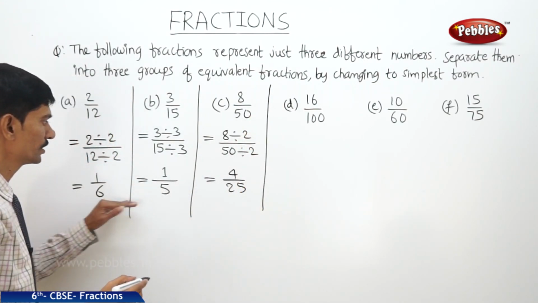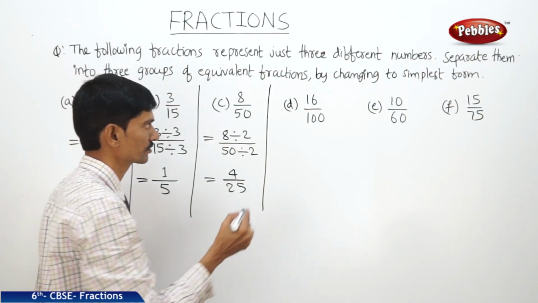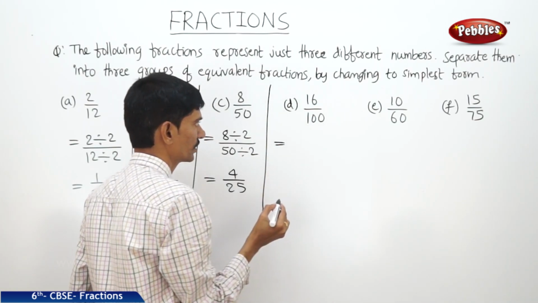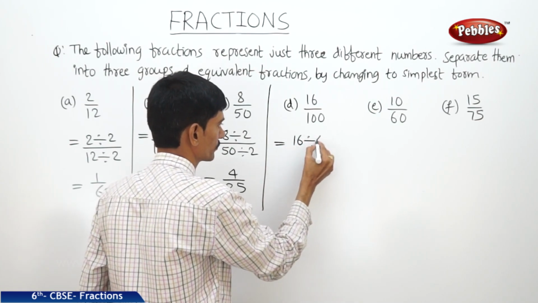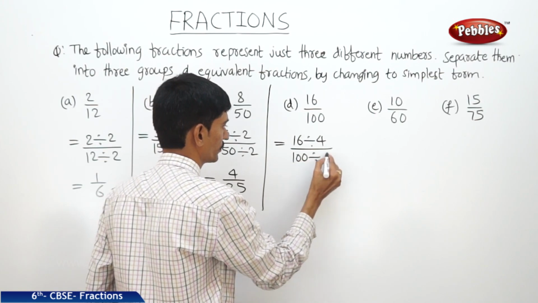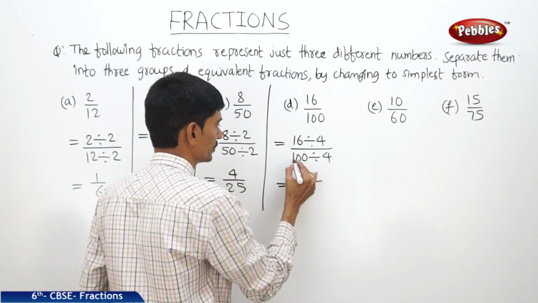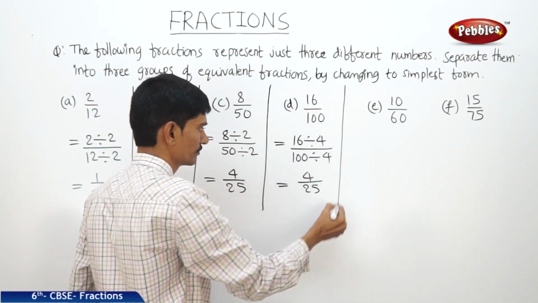Now here we got 3 different numbers. Now let us check the other 3 fractions also. So 16 by 100. If both numerator and denominator are divided by 4, then 16 divided by 4 by 100 divided by 4. 16 by 4 is 4, 100 by 4 is 25. So this is 4 by 25.